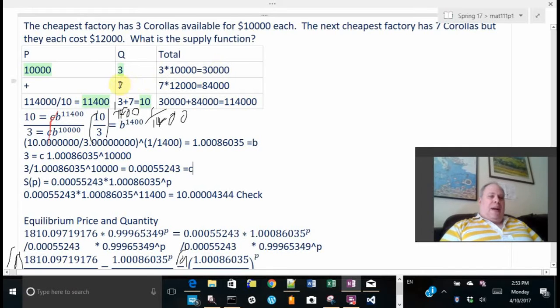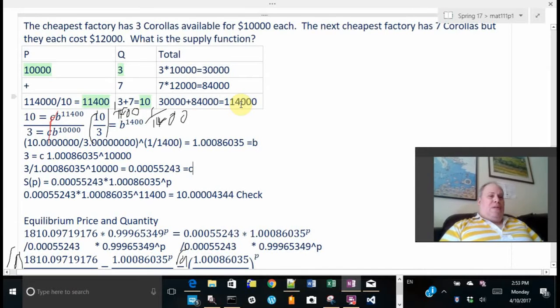Then the next supplier, I don't put down this number because we're not going to use his price and quantity, right? That would imply buying expensive. We're not going to go expensive. We're going to keep on trying to buy the cheapest possible. But if we buy 7 from this supplier, we do 7 times 12,000, which is 84,000. So we buy from the 2 cheapest. That's our second point. The quantity would be 10, 3 plus 7. The total we spend would be 30,000 plus 84,000, which is 114,000.